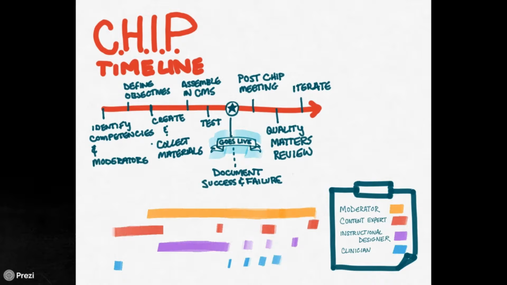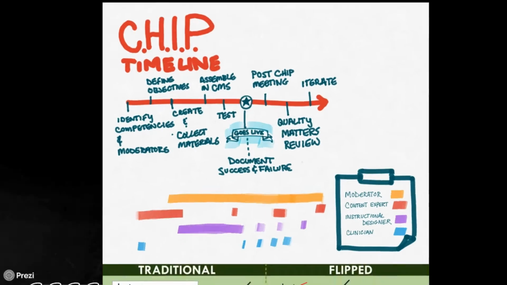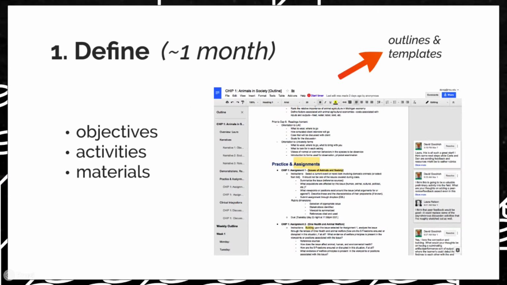For instance, a content expert or clinician may be needed at the early planning stages, while an instructional designer may be needed primarily at the points of defining objectives, creating and collecting materials, and building content in the instructional systems. In the initial define stage, defining the learning objectives, planning the learning activities, and what materials are necessary will help steer the design and development of each CHIP.